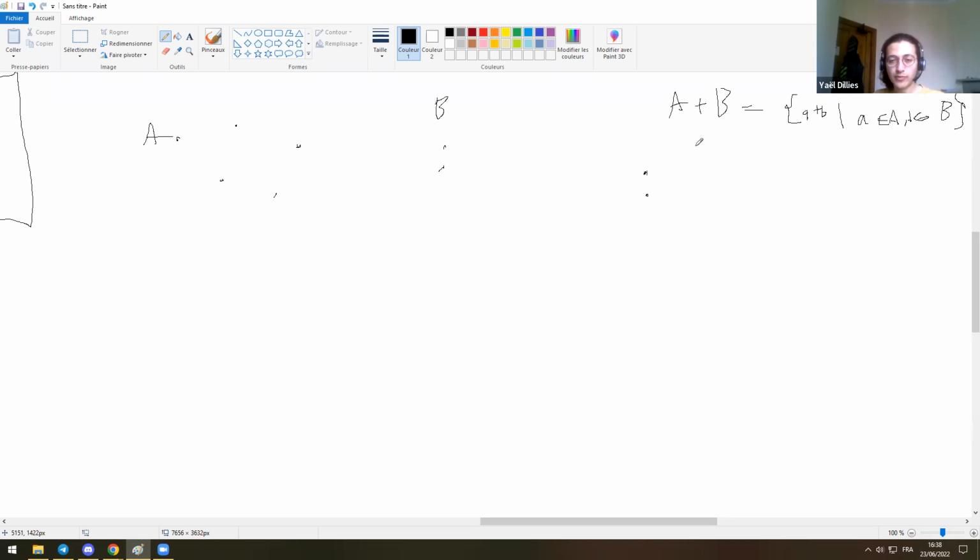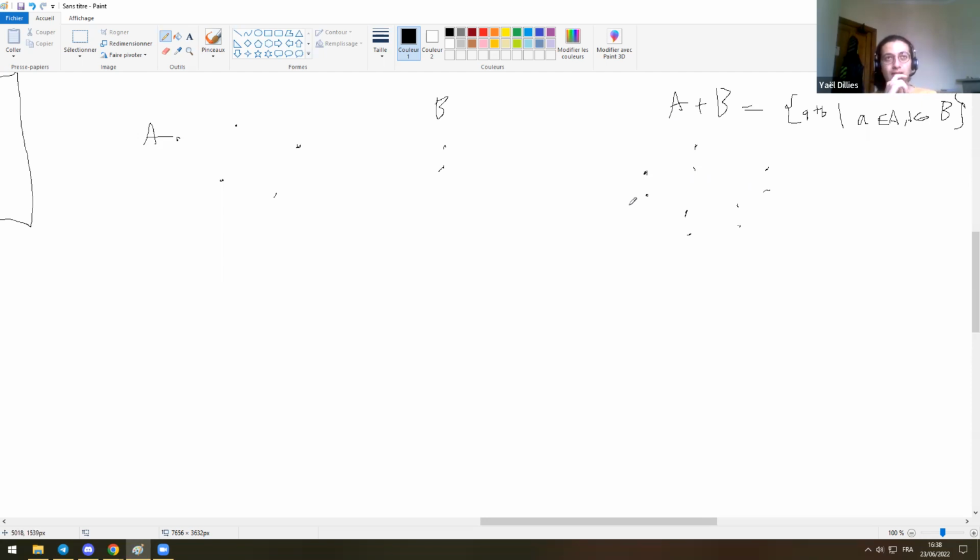So for example, A plus B in that case will look something like this. And you see in that case that the size of A plus B is the size of A times the size of B. But of course, you could have collisions in some sense.